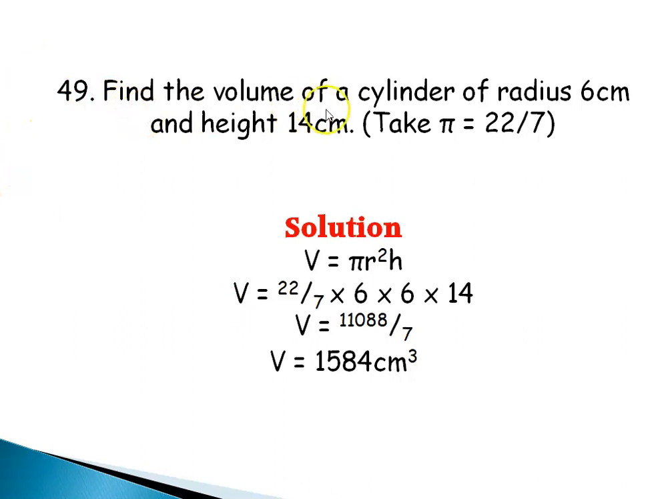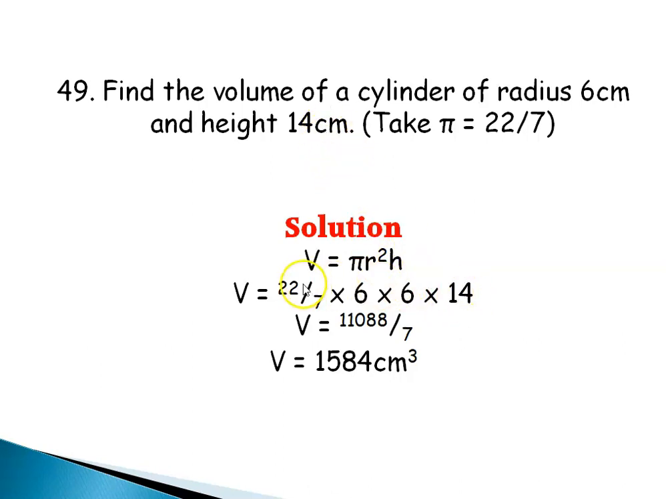Question 49. Find the volume of a cylinder of radius 6 cm and height 14 cm. Take your pi to be 22 over 7. Okay, so the formula for volume of a cylinder is pi r square h. So I'm going to input my values. My pi is 22 over 7. My radius is 6, so 6 times 6, since I have radius square. And my height is 14 centimeter.